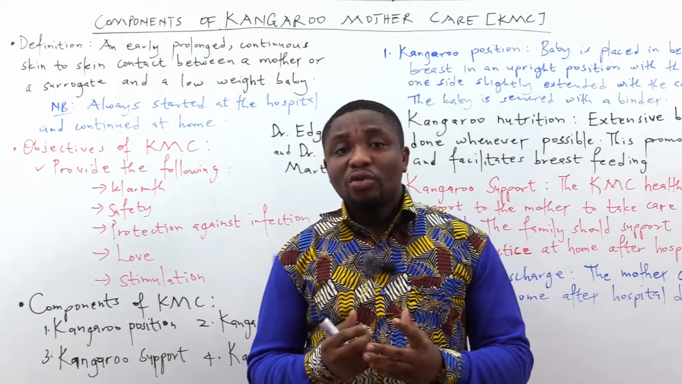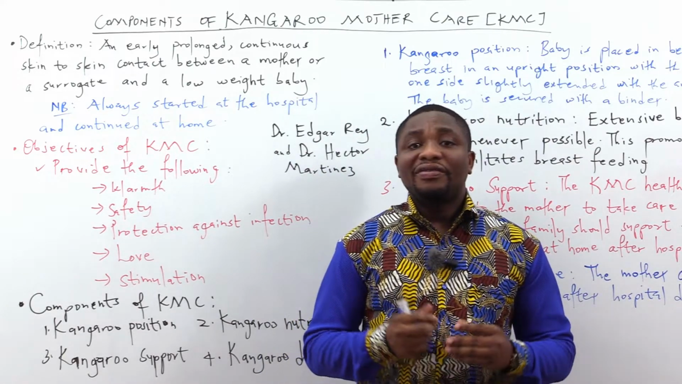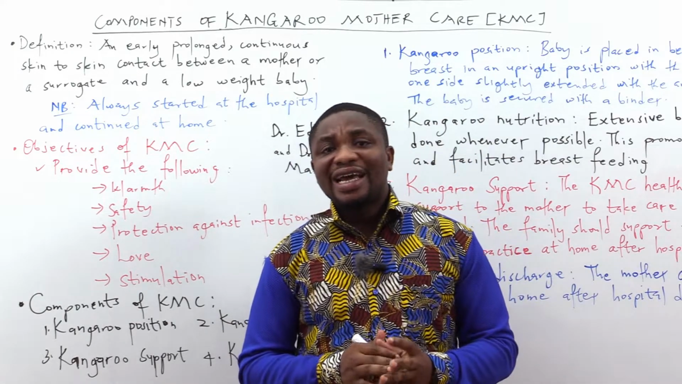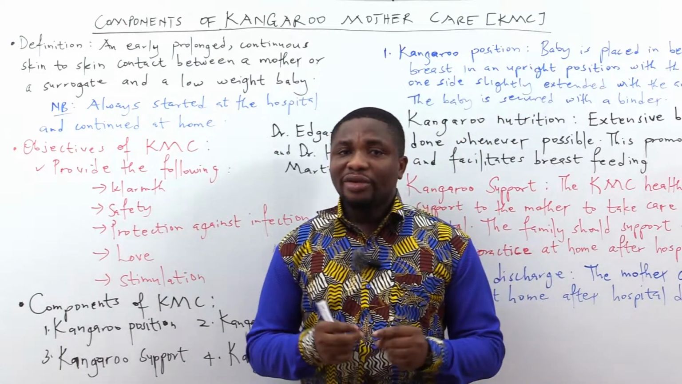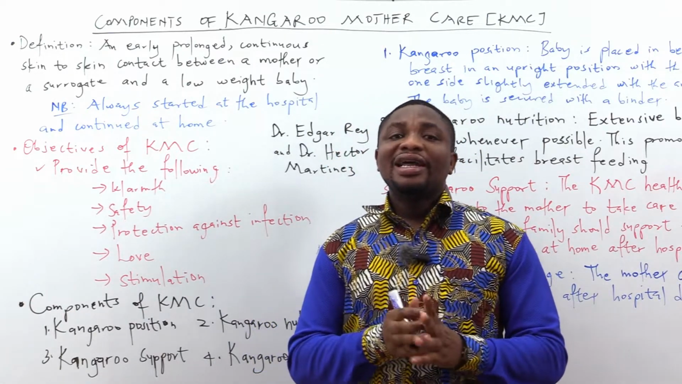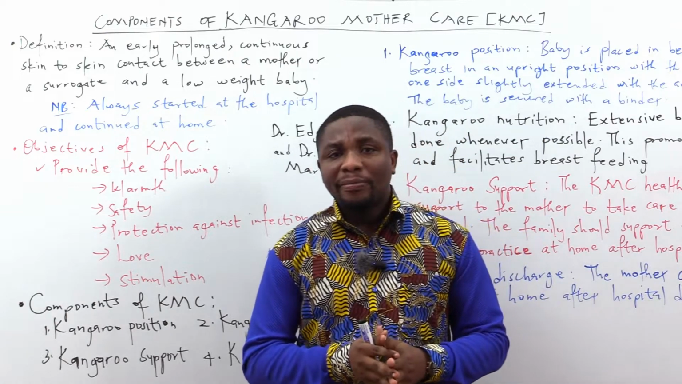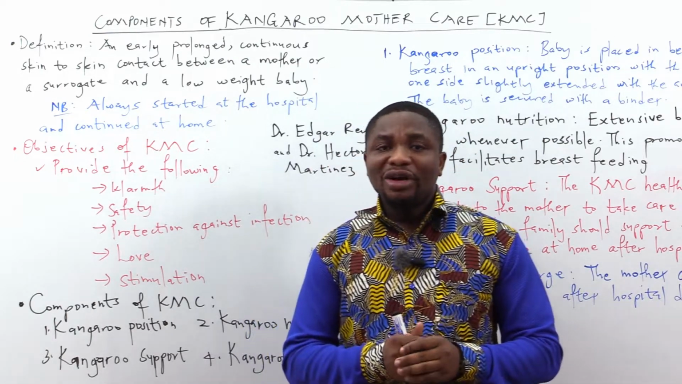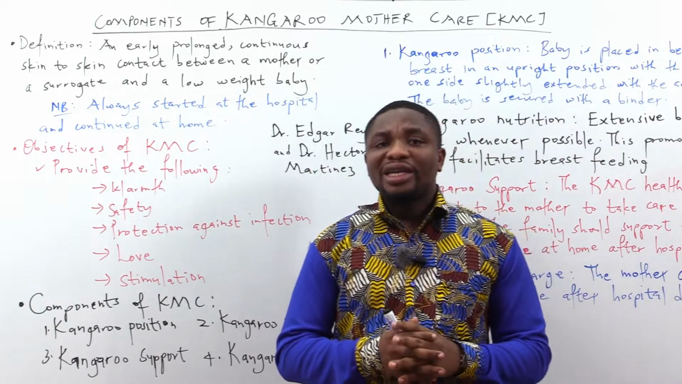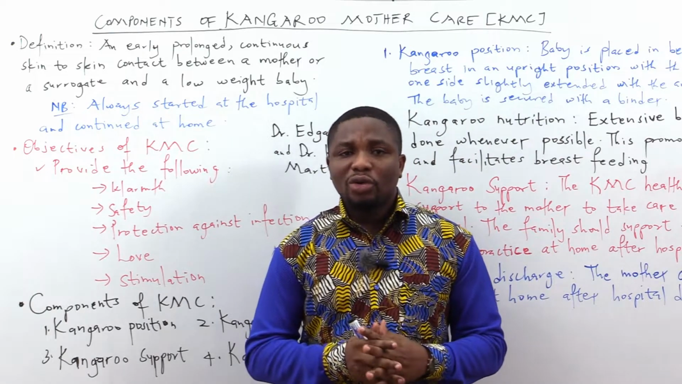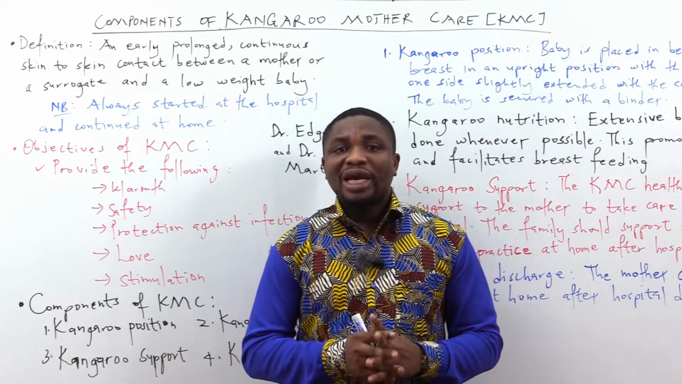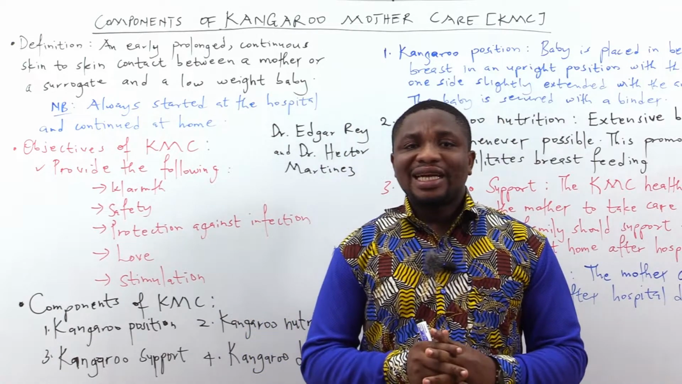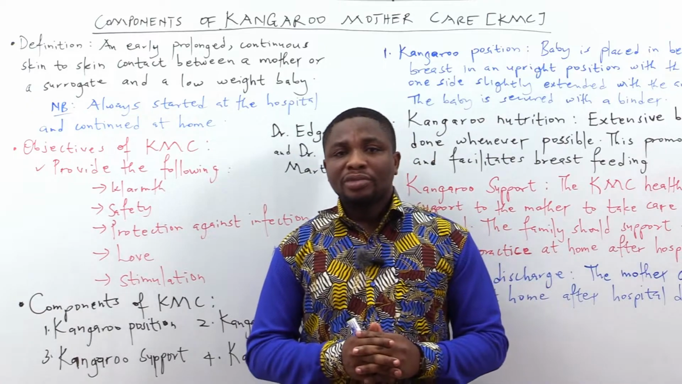We have what we call the low birth weight itself. We have the very low birth weight and the extremely low birth weight. When we say low birth weight, simply we are looking at the birth weight less than 2.5 kilogram. And when we say very low birth weight, we are looking at the birth weight less than 1.5 kilogram. Then extremely low birth weight, we are looking at a birth weight less than 1 kilogram.